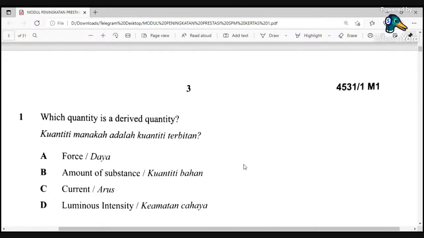Alright, today I continue with the trial paper 1 from Kedah. So we start a bit late tonight.